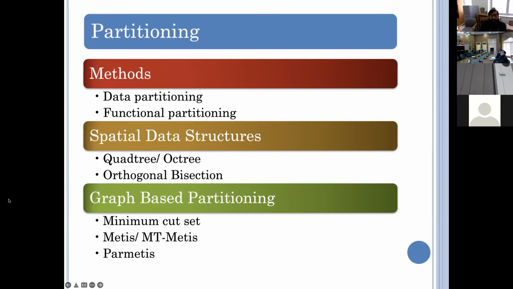Basically, for the algorithms used for spatial data structures, mostly people are using quadtree, octree, and orthogonal bisection. What is quad? Quad means 4. For 2D data, we use quadtree. For 3D data, we can use octree. And in most advanced software, you just need to select those partitioning methods. You don't need to implement them by yourself as a scientist.